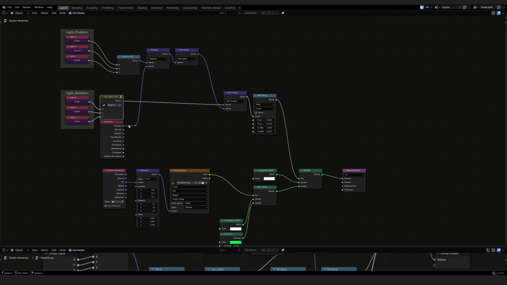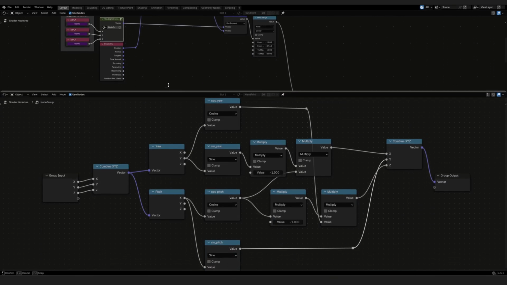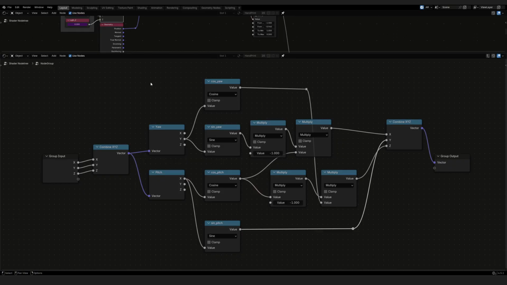Let's take a look at the get forward vector math. Maybe you're much better at vector math than I am. Essentially, we're taking the world rotation values of the spotlight. We're creating a vector out of it through the Combine XYZ, and then we're separating those values out again on just the X and the Y, since we don't care about the roll of the light in terms of determining the opacity of our shader. We're taking the yaw and the pitch, and then filtering it through cosine and sine on both the yaw and the pitch.